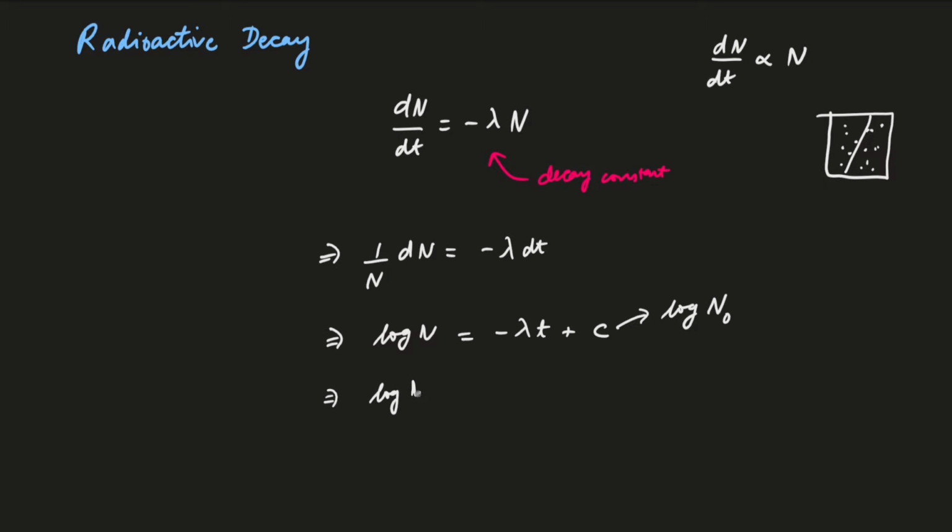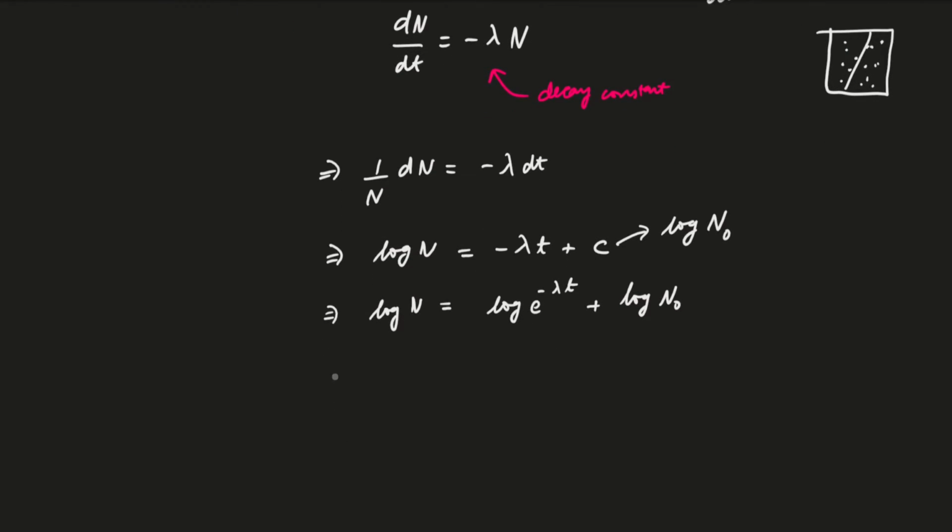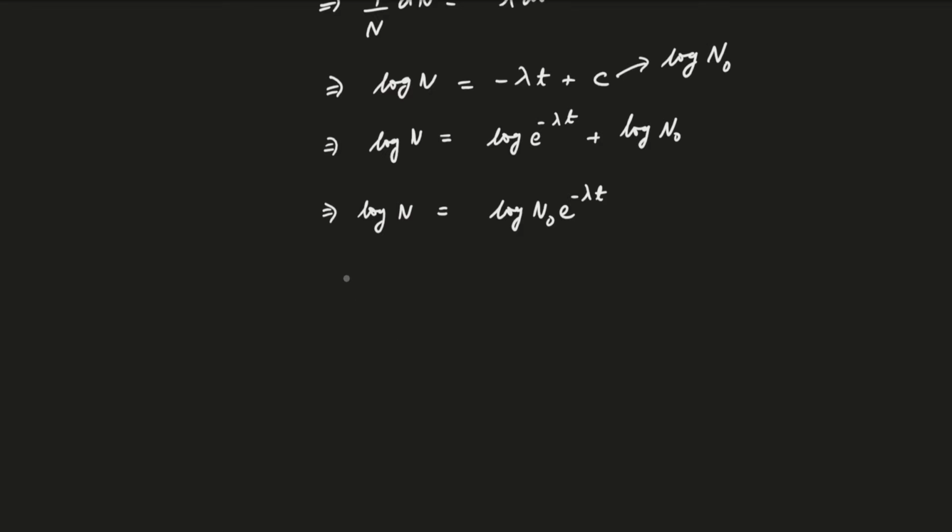We have log n is equal to, you can write the first term as log of e to the power minus lambda t plus log of n naught. Now we can combine these terms. Log a plus log b is log ab. So we can write this as log of n is equal to log of n naught e to the power minus lambda t. Taking the antilog of both sides, we get n is equal to n naught e to the power minus lambda t. And this equation is the equation for radioactive decay.